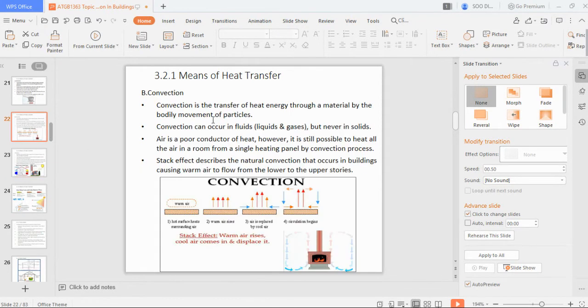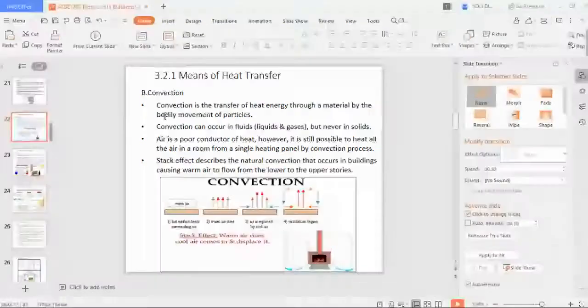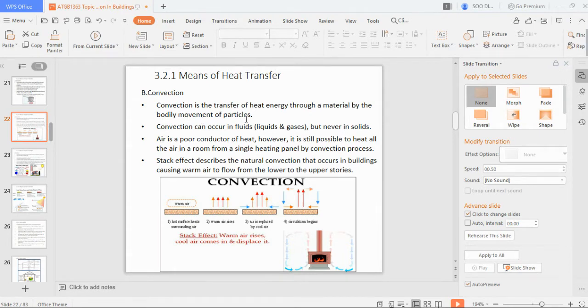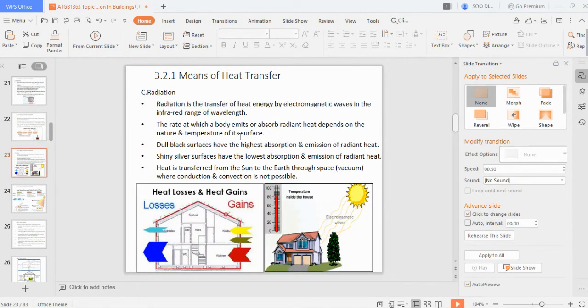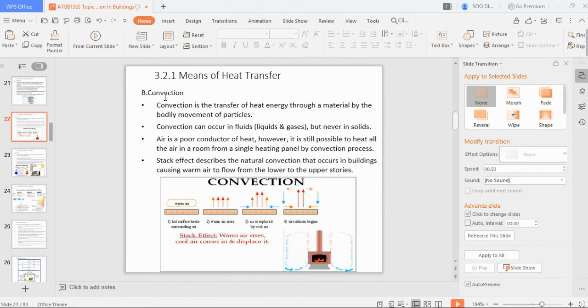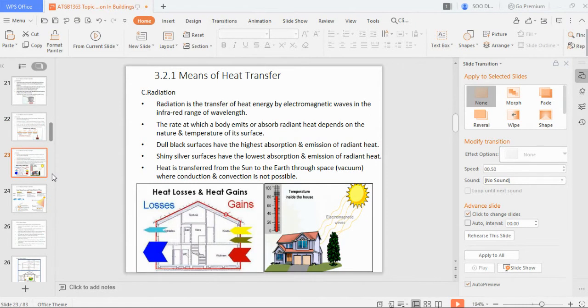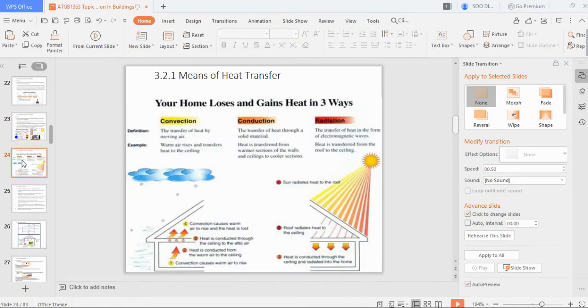Previously we had convection, which uses the bodily movement of particles. But in radiation, you are in the infrared range of wavelength. So even in a vacuum, the heat from the sun reaches earth through radiation. It's not through convection. So the three ways heat can be gained or lost are convection, conduction, and radiation.